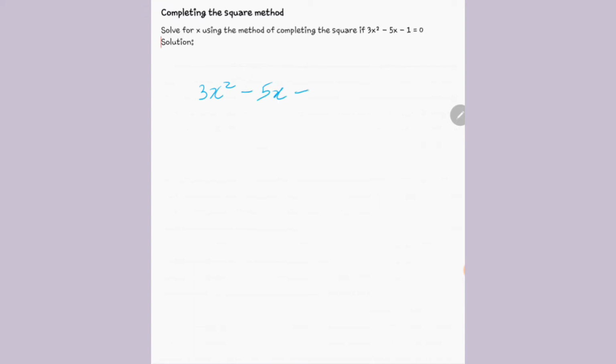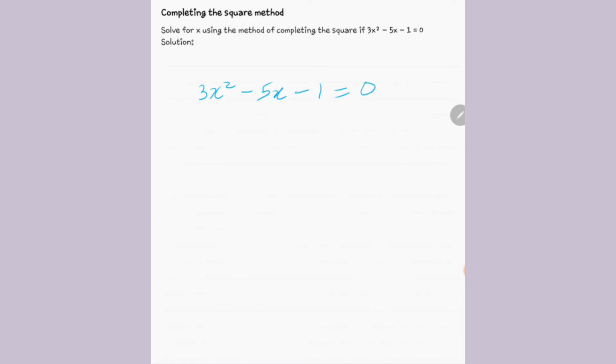One more example on completing the square method of solving quadratic equations. If you are asked to solve for x using the method of completing the square, if 3x squared minus 5x minus 1 equals 0, how do you go about it? So I'm going to write the question: 3x squared minus 5x minus 1 equals 0.